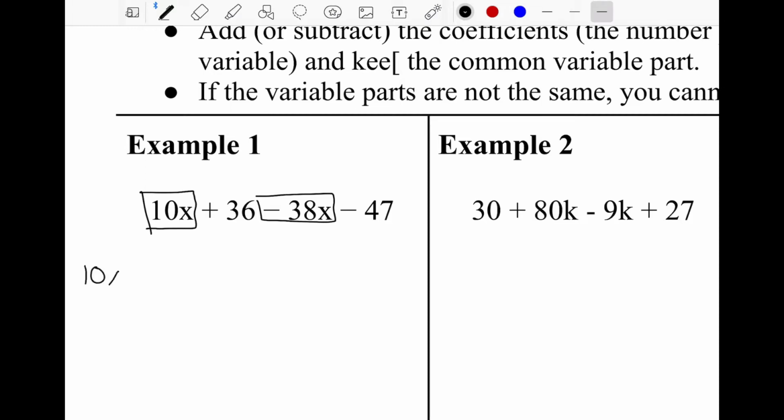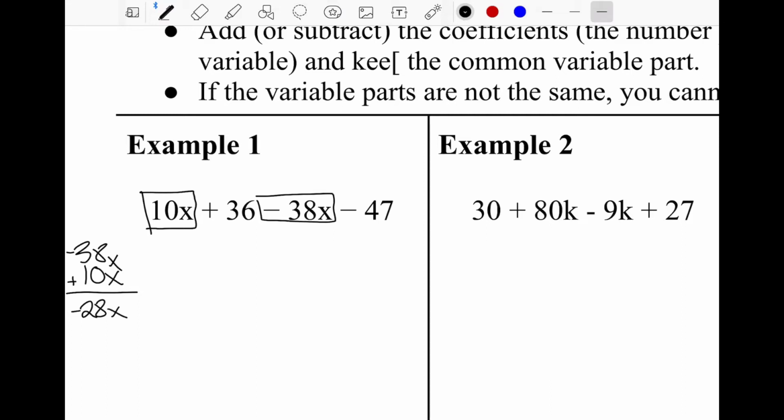We're going to bring down 10x. I'm going to put the larger number at the top because it's easier to add or subtract that way. So I'm going to put negative 38x above that. If I have negative 38 and a positive 10, those signs are different. Because my signs are different, I'm going to subtract the numbers and keep the sign of the larger. That's going to give me a negative 28x.